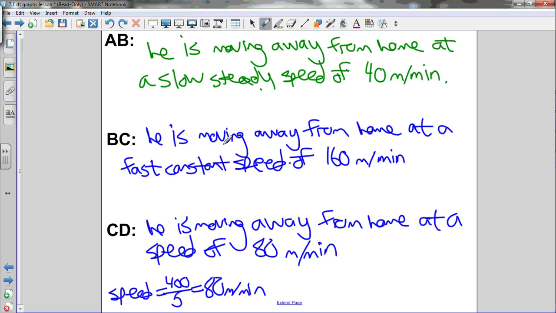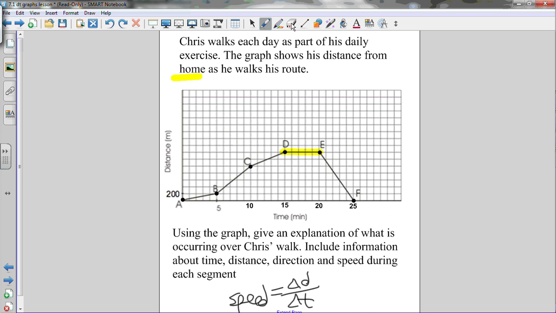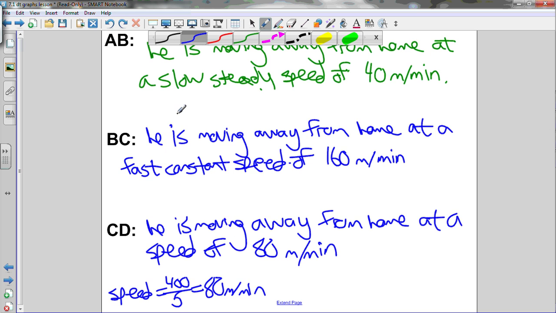And one left, EF. EF is the first one where the line is now falling down to the right. That means the distance from home is now decreasing. So he is now moving towards home. At what speed is he moving towards home? Well, he moves 2, 4, 6, 8, 10, 12. He moves 1,400 meters in 5 minutes. So we can calculate that speed.